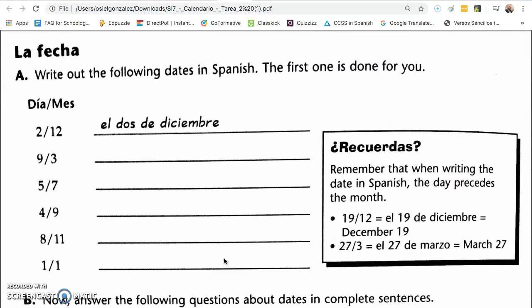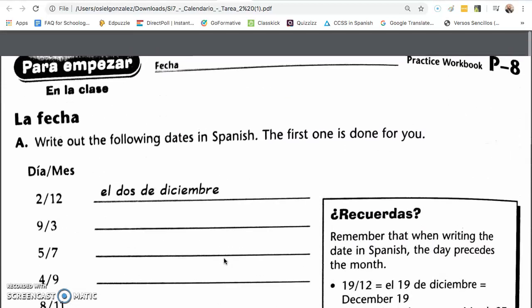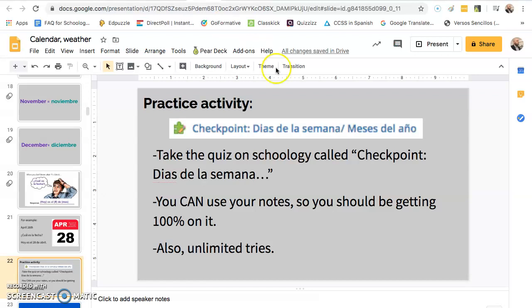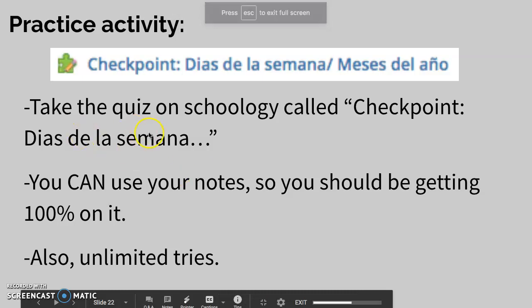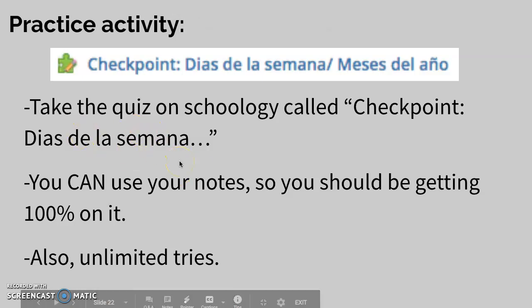Okay. Go ahead and fill this out. Submit it as soon as you have it. And finally, to do a little bit of practice, go ahead and take this checkpoint. Now notice that it is an open note checkpoint. You can use your notes and you can also take it several times. So I'm really expecting 100% results here from everyone.